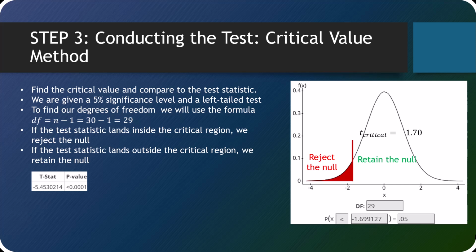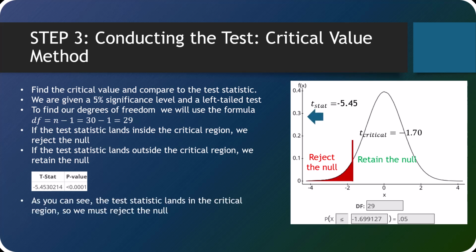So just trust me here that my test statistic is negative 5.45, which is tiny, right? That's very, very far from the mean. It would be way over here. It doesn't even fit on the graph. So I just put an arrow here indicating that it would be much farther that way. So it's clearly well within the critical region, so we are going to have to reject the null.